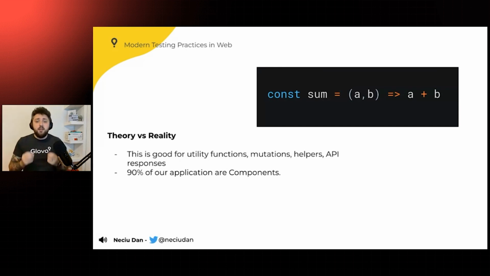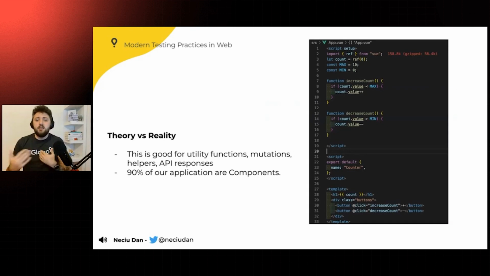So in theory, this is very good for utility functions, mutations, helpers, API responses. But for us in JavaScript, and especially in Vue, 90% of our applications are components. And this is how a normal file would look. You would have a setup, then some props, some functions, and then you're going to have the HTML where we render everything and show what's happening.